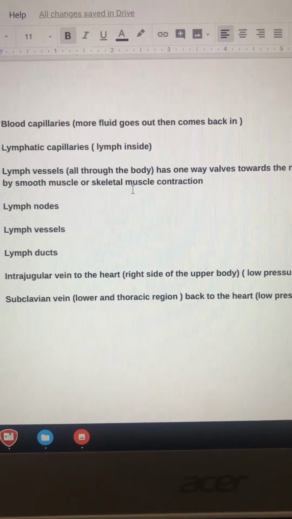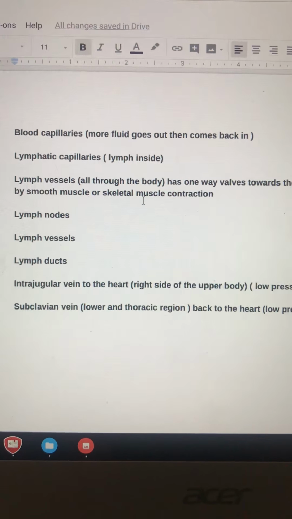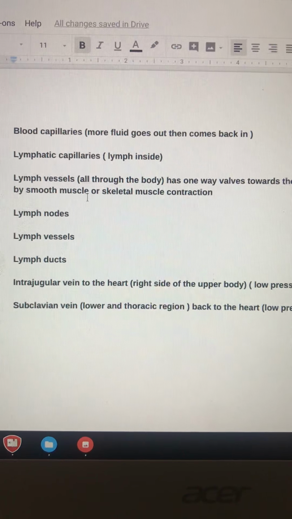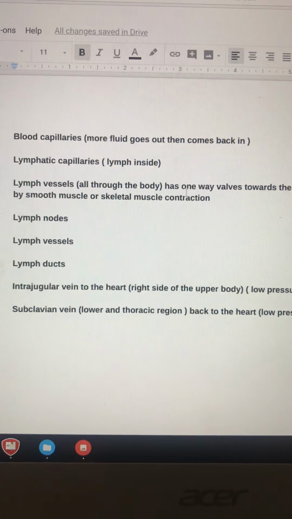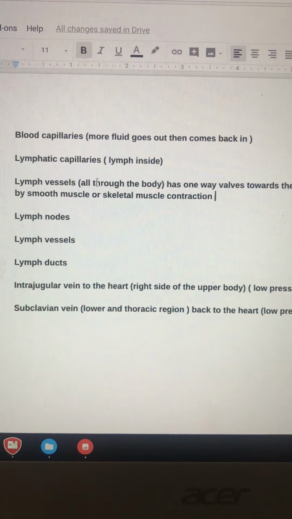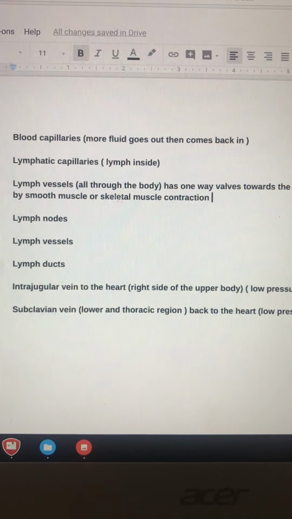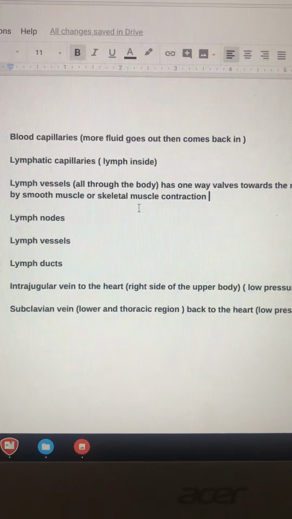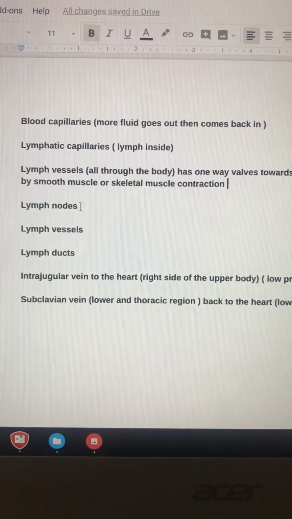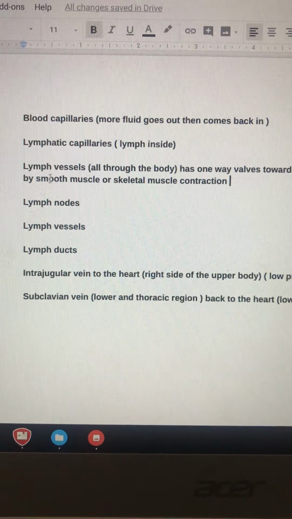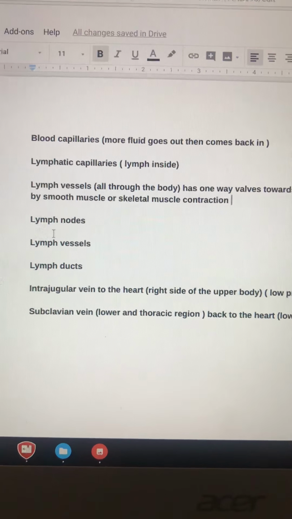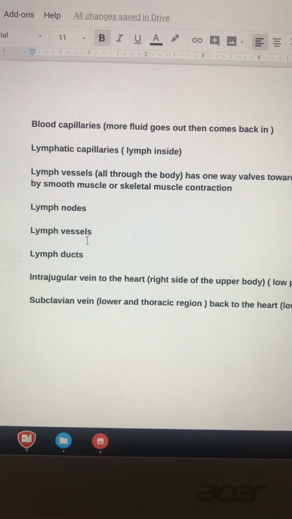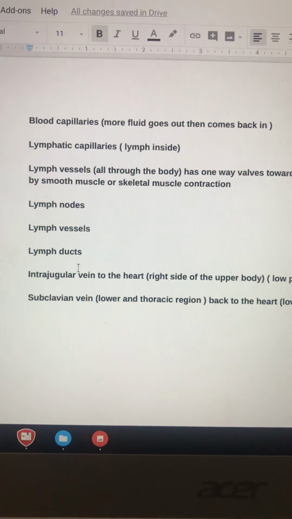How does the lymph travel through the body? It's usually by smooth muscle and skeletal muscle contractions. Our body is constantly moving, so the smooth muscle and skeletal muscle help push the lymph in the direction of the neck. After the lymph vessels, the lymph goes through lymph nodes, and then back to lymph vessels, and eventually to the lymph ducts.